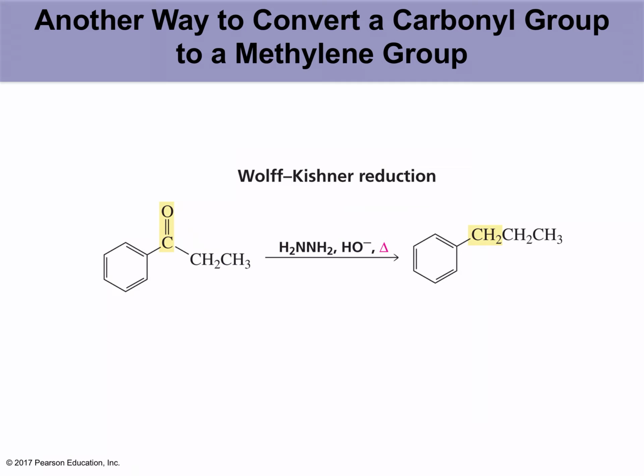Another way that we can reduce a carbonyl group is using the Wolff-Kishner reduction. For the Wolff-Kishner reduction, we use hydrazine, NH2NH2. Hydrazine, in the presence of a base, when you heat it, can convert the carbonyl group into a CH2 group. Okay, and let's see the mechanism of that one.